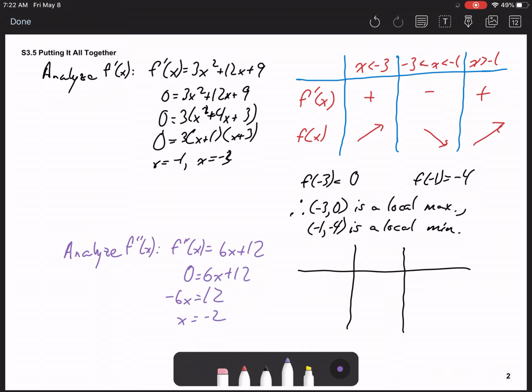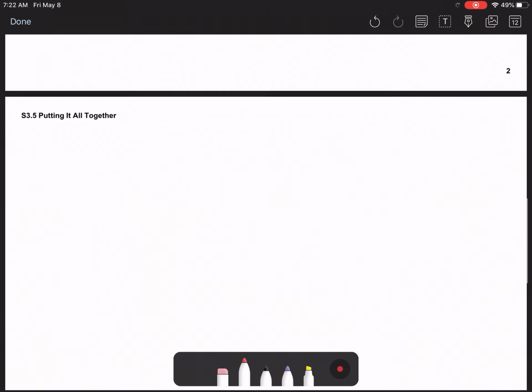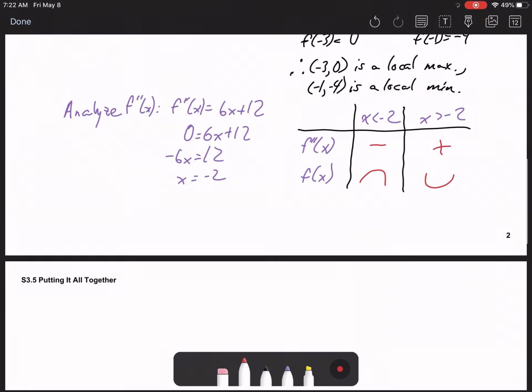We're looking at x values less than -2 and x values greater than -2 for our second derivative. And that's going to tell us what our function is doing. So f double prime of x is a linear function increasing, so that's negative to positive, meaning it's going to be concave down and concave up. So again, I have a general idea of what the shape looks like.